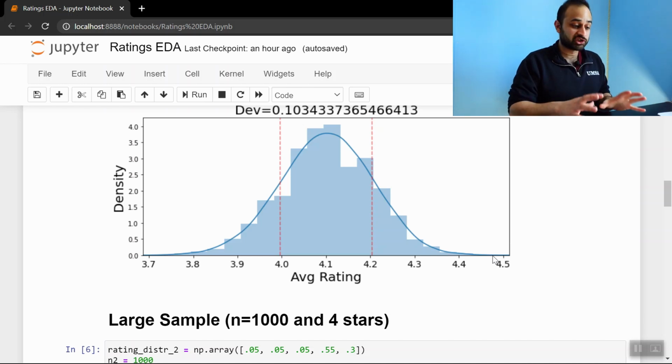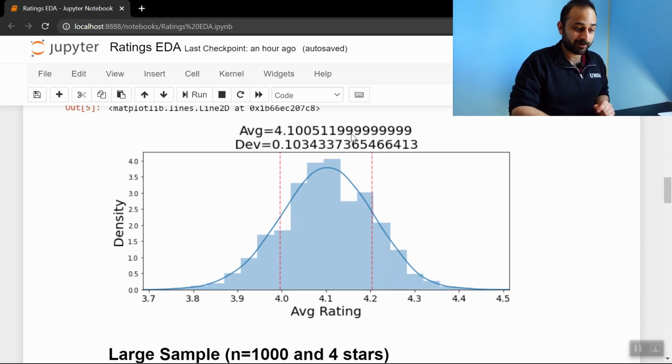So this is a distribution of those average ratings if the sample size was equal to 100. And we see that the center of this distribution, the average of this distribution, is 4.1, as we already suspected. But the standard deviation is 0.1.